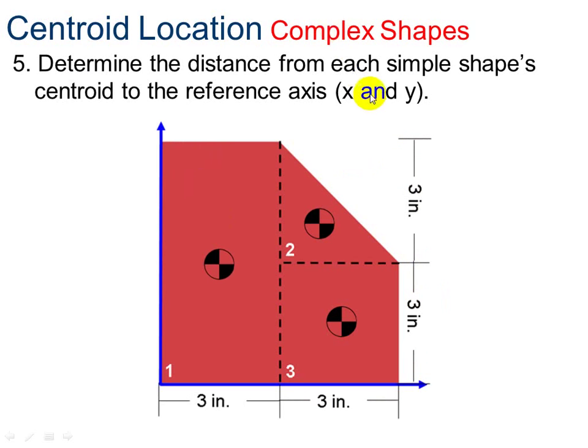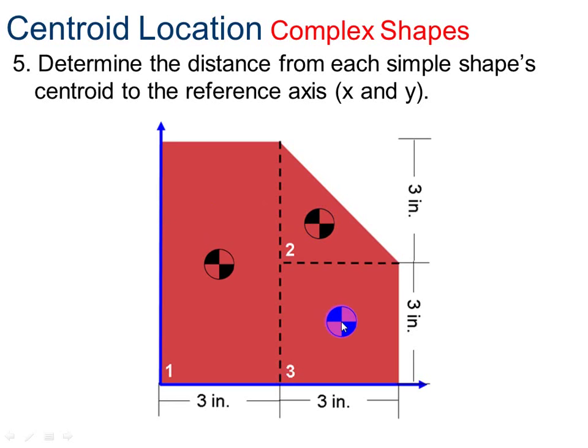So let's determine the distance from each simple shape centroid to our axis that we set up, our reference point here. So how far from here to here? From our axis to here, we need to figure out how far that is. It's halfway of this amount right here. So it's going to be half of 3. This one is going to be half of 3 here, but I also have these 3, so it's going to be 3 for this amount plus 1.5 here. So that'll be 4.5 here.